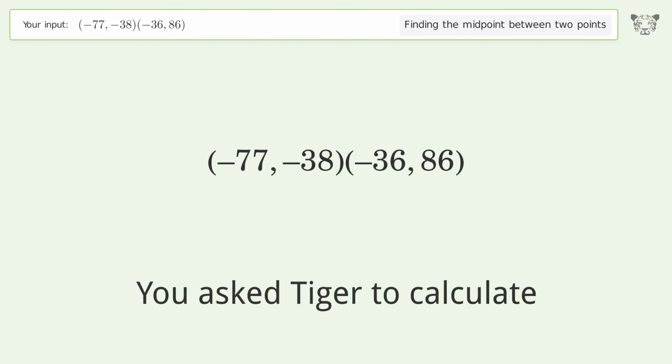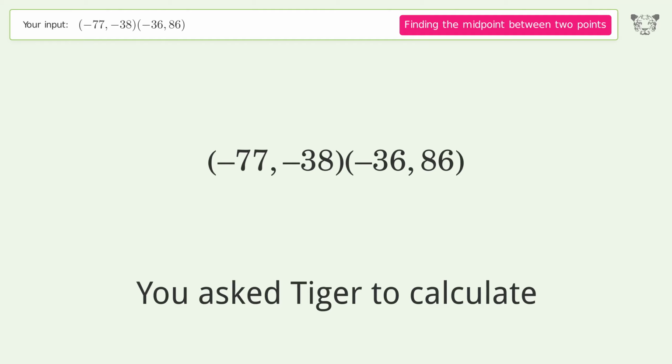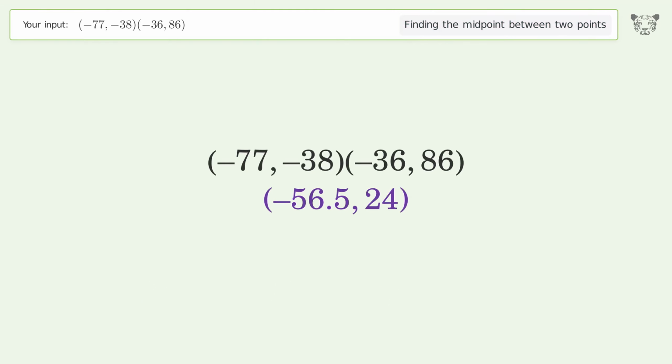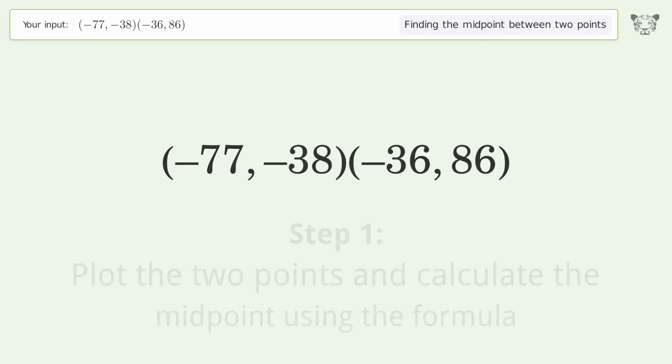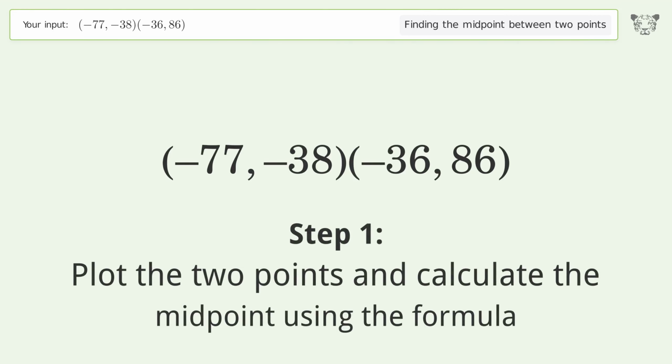You ask Tiger to calculate. This deals with finding the midpoint between 2 points. The midpoint between the 2 points is negative 56.524. Let's solve it step by step. Plot the 2 points and calculate the midpoint using the formula.